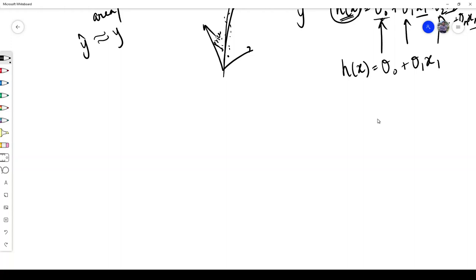Next session will be after ISA. The next ML session will be after ISA, so don't worry about that.